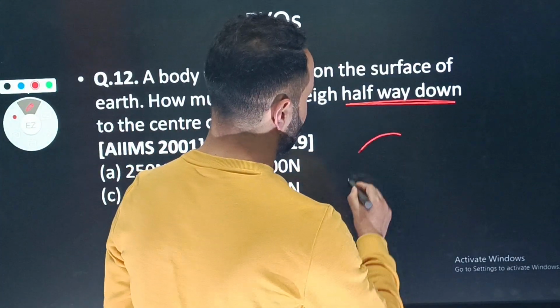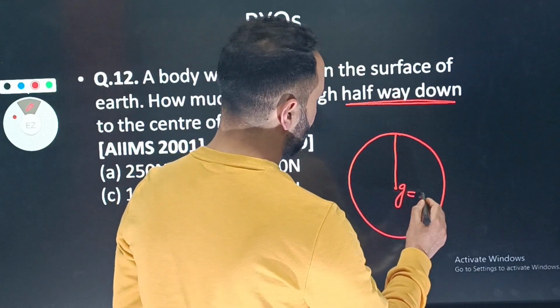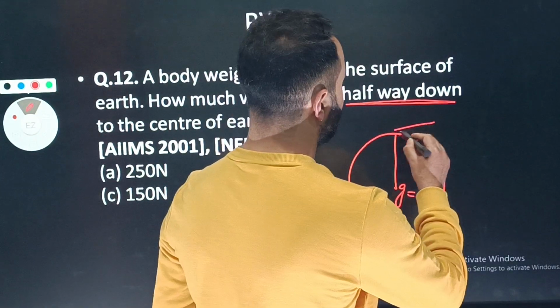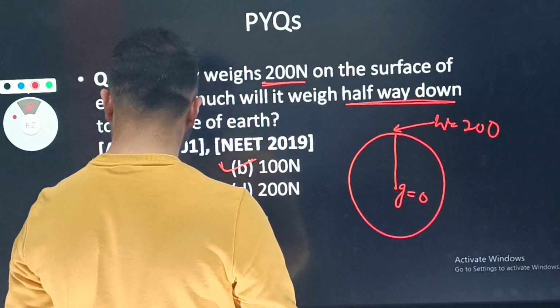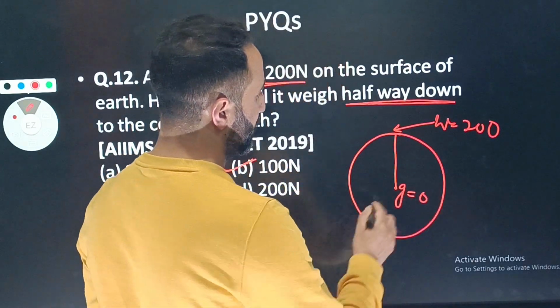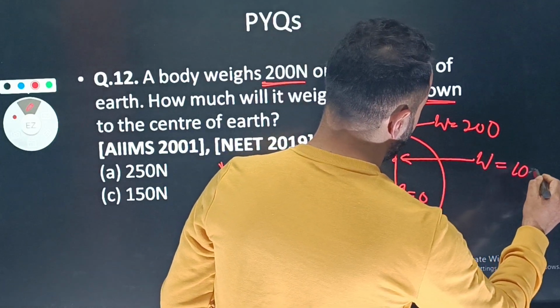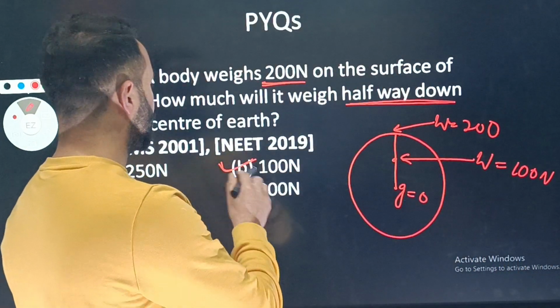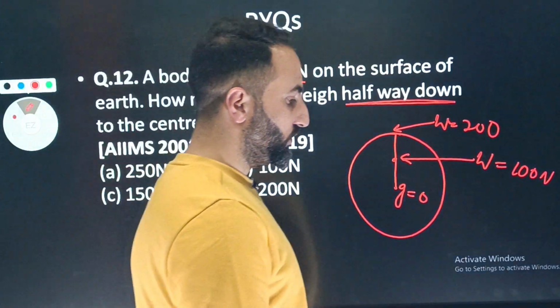Simply, it's like this. For example, this is Earth, this is the center of Earth. Here the acceleration due to gravity will be 0, and where the acceleration due to gravity is 0, the weight of the object will also be equal to 0. Now here it is given that the weight of the object is equal to 200. So here it is 0, so the weight is equal to 0. What about the midpoint? At the midpoint the weight will simply be 100 Newton, half of this. So the answer is 100 Newton. Without using any calculation, you can straight away do this example.